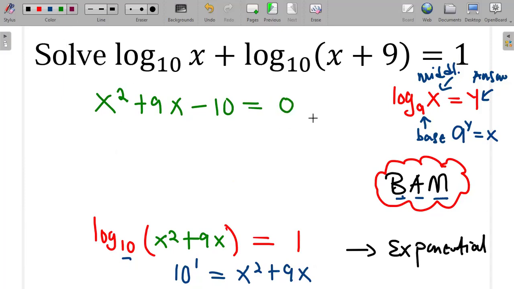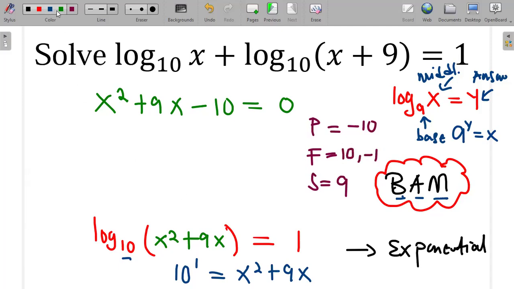And then from there, we say, okay, what is our product? What is our factor? What is our sum? So our product is the coefficient of x squared multiplied by minus 10. That will be minus 10. And then the sum is the coefficient of x, which is positive 9. So what will be the factors there? The two factors there will just be 10 and minus 1.